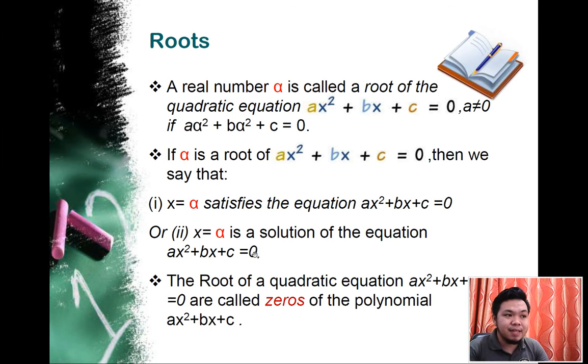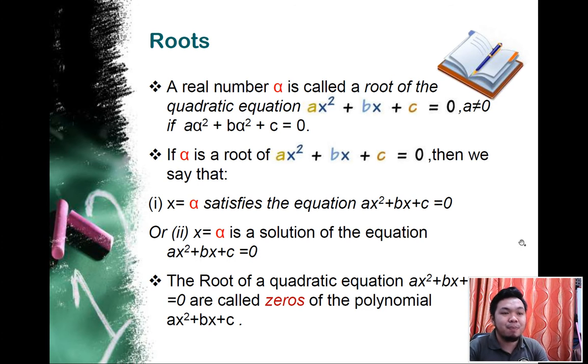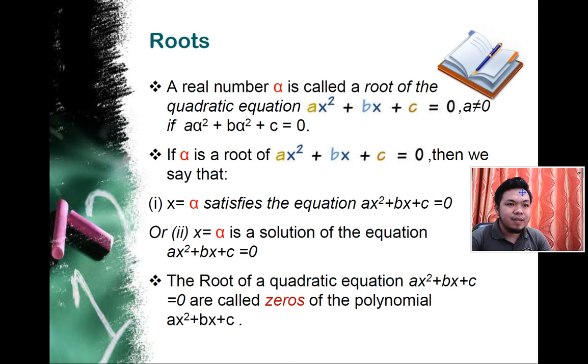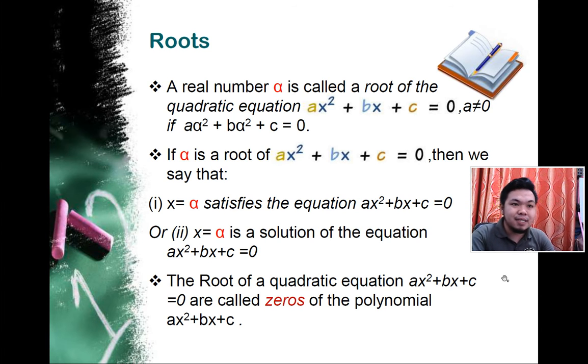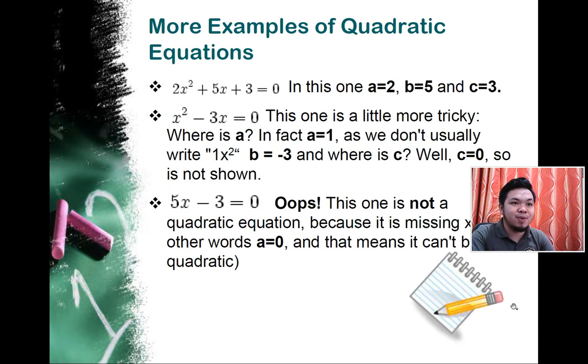Or we can also say that x equal to the real number is a solution of the equation ax squared plus bx plus c is equal to 0. They are the same. Take note: the roots of the quadratic equation ax squared plus bx plus c is equal to 0 are called the zeros of the polynomial ax squared plus bx plus c, because we just equate it to 0.